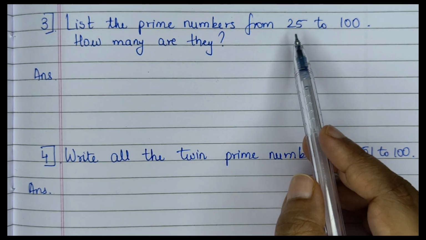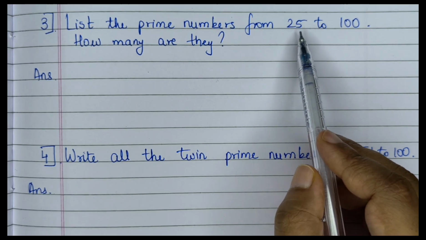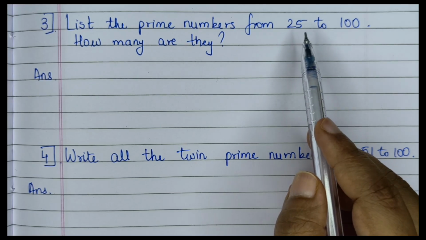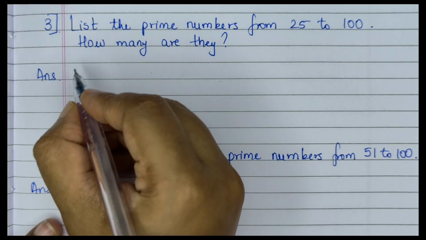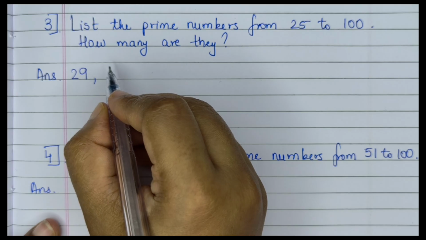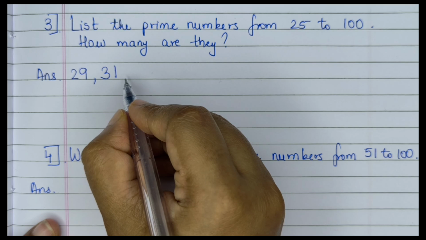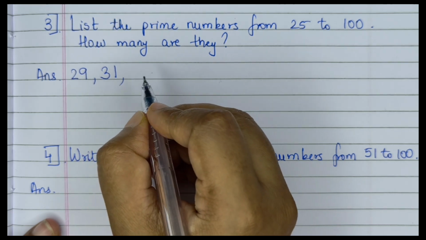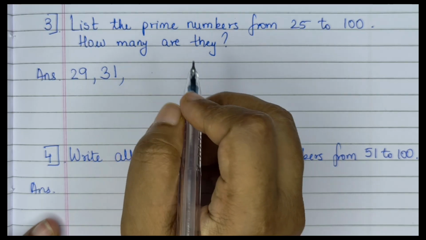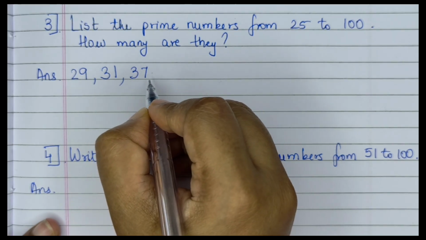Okay, now see, 25 is divisible in the 5 times table, so it is a composite number. 26 also is divisible. 27 also is divisible. 28, 29. Okay, so the first one is 29. Then 30 is divisible by 2 and 3. So 31, next number is 31. 31 is not divisible, only in 1 and the number itself. Understood? Then 32, 33, 34 also are divisible. 35 is divisible by 5 and 7. 36 is divisible by 6. 37 is not divisible. Okay, it's a prime number, only in 1 and 37.